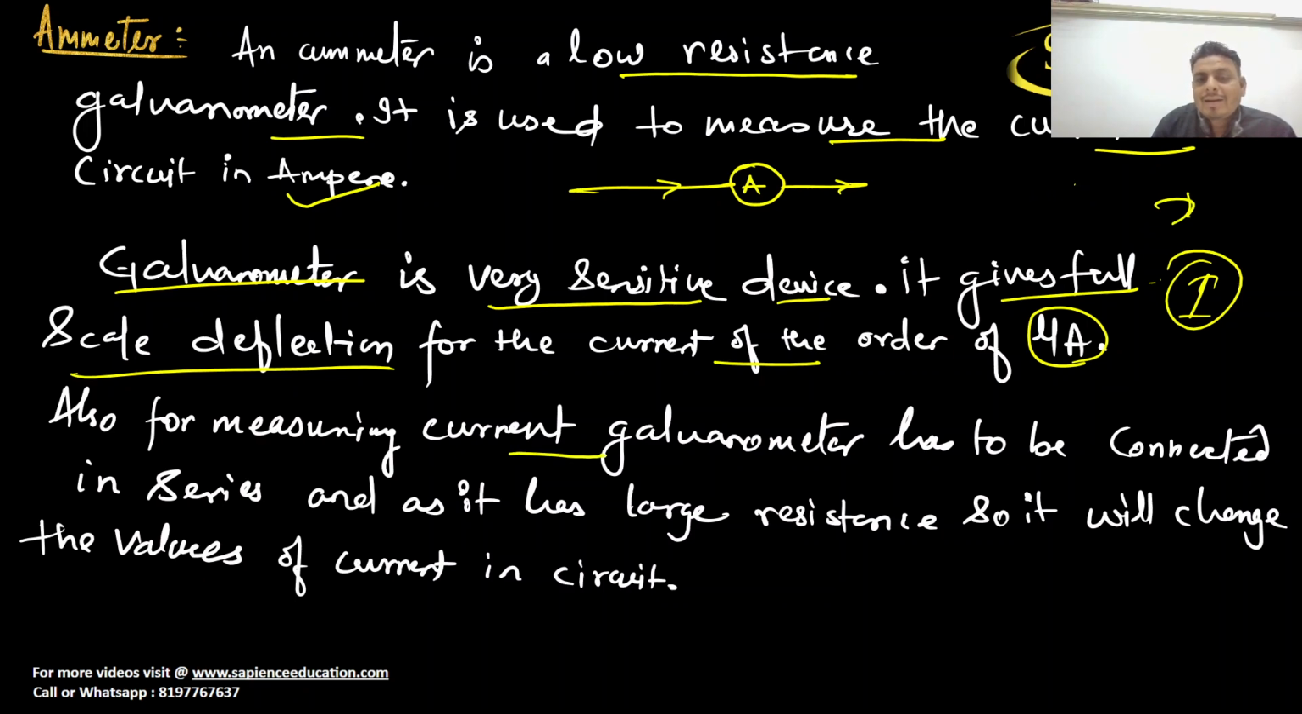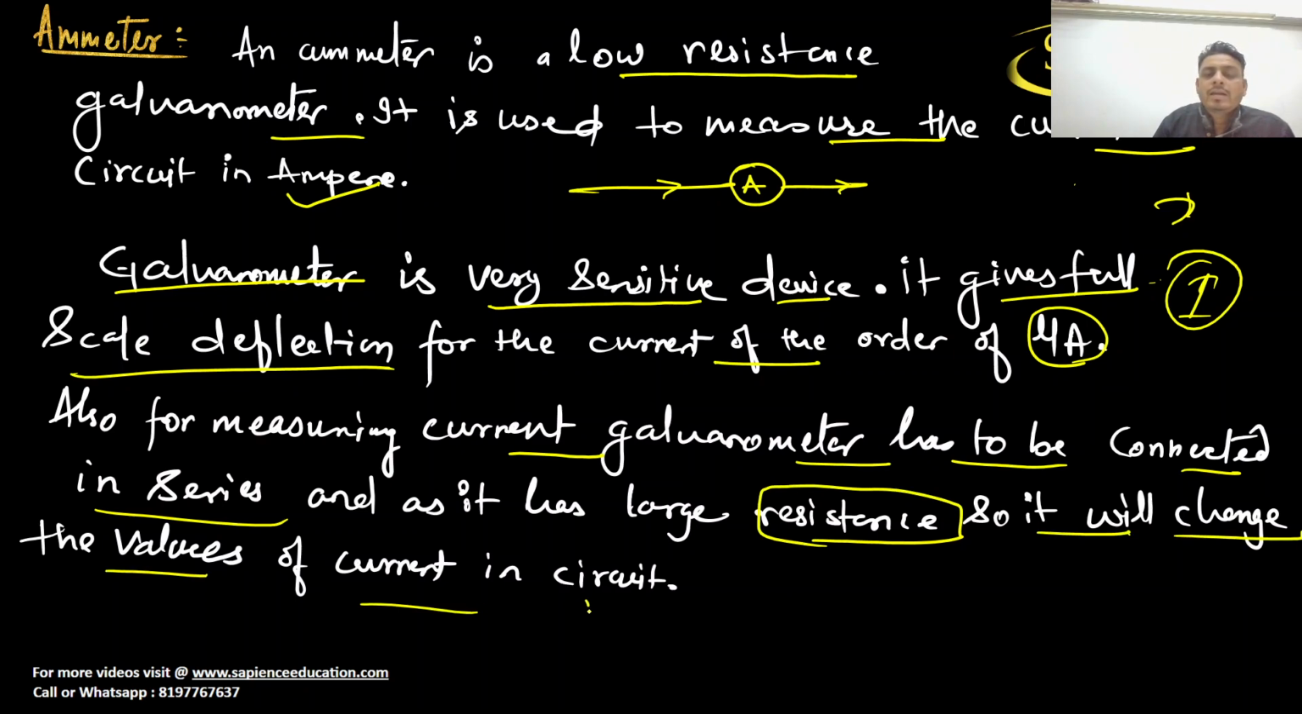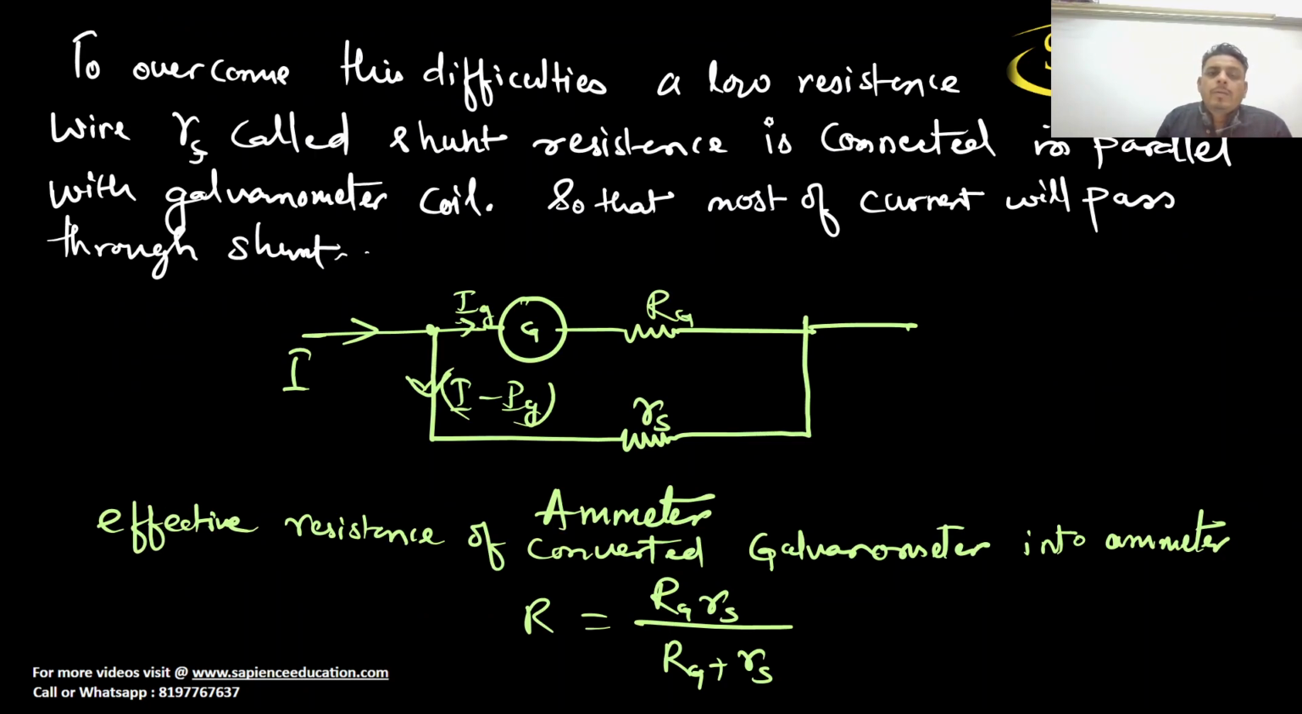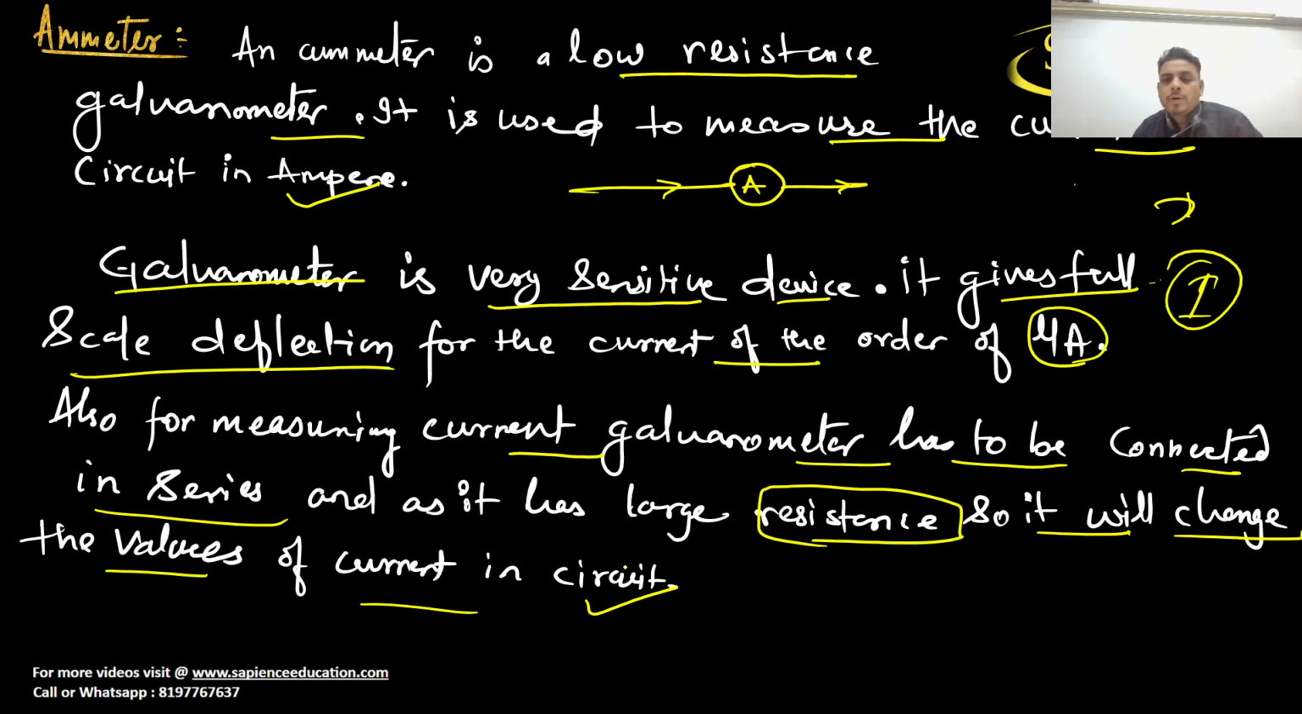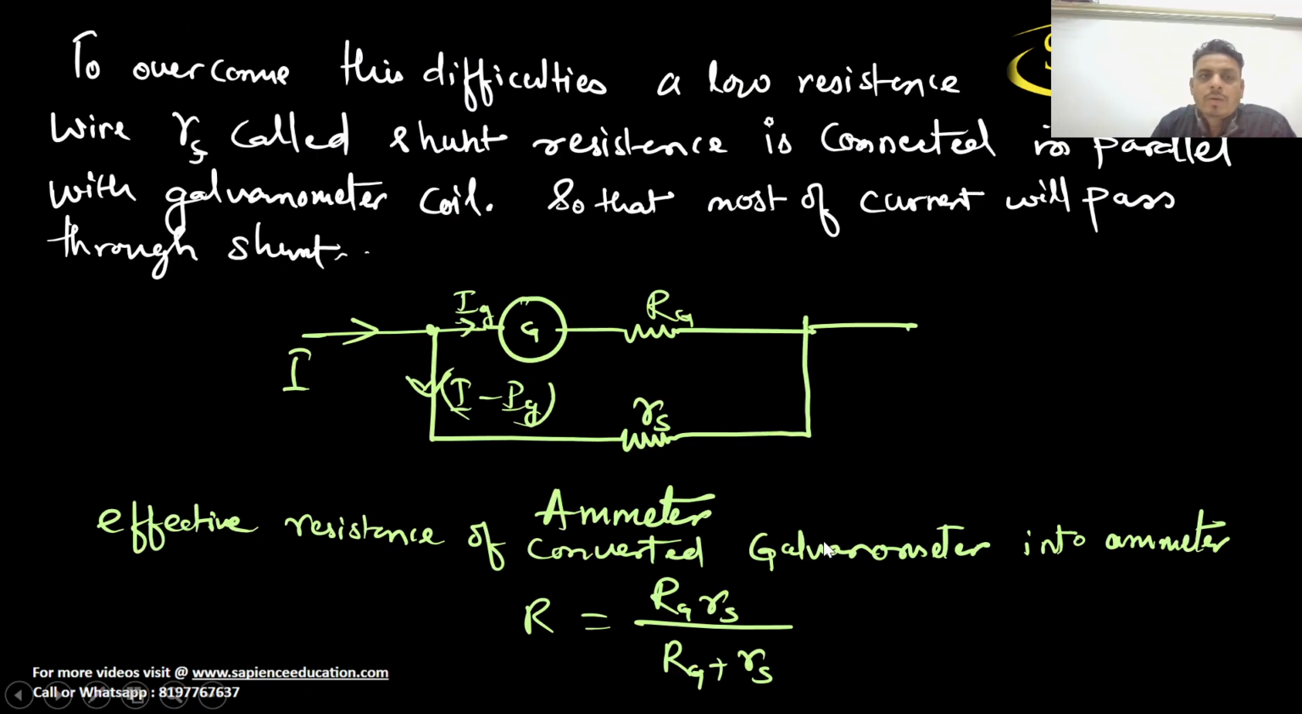For measuring a current, a galvanometer has to be connected in series and it has a large resistance. So it will change the value of the current in the circuit, right? So to overcome this, see here, if you put a large resistance, it will change the value. So to cope with this type of thing, what do we need to do to overcome these difficulties?